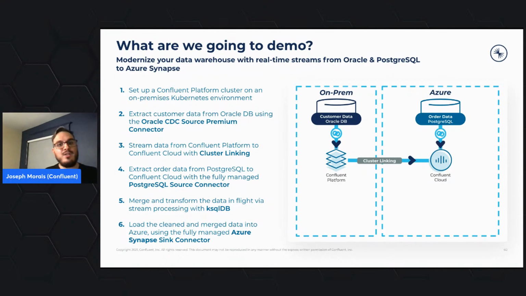Fourth, we'll extract order data from our second data source that's already in the cloud. That's the Postgres cloud instance, using the fully managed Postgres source connector, putting that data in Confluent Cloud. Five, once all of our data is in Confluent Cloud, we'll merge and transform the data sources with ksqlDB, generating a unified 360-degree view of the customer like we've always wanted. Note that for basic transformations like filtering or masking, some of that can be done in Kafka Connect using a feature called single message transforms, or SMTs, at the level of the source connector.